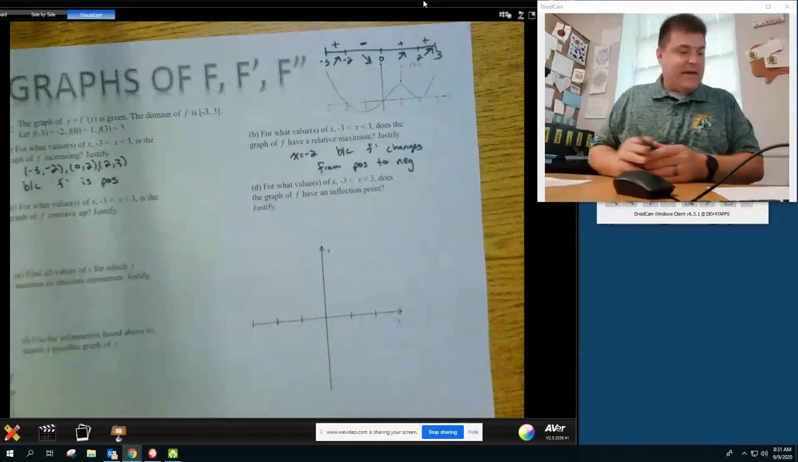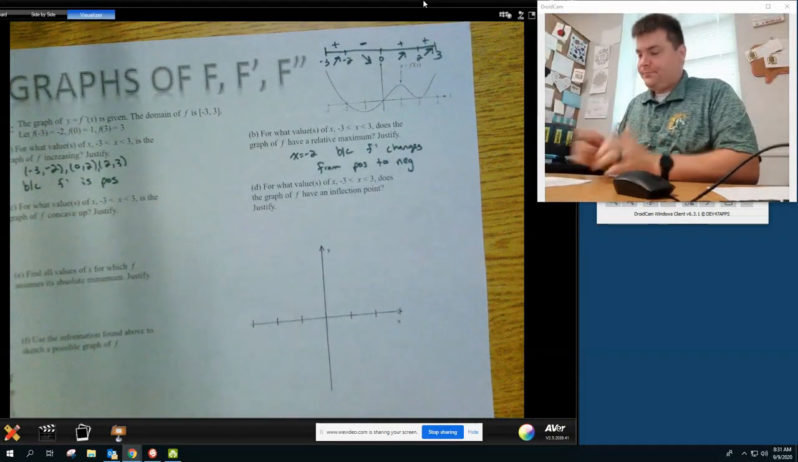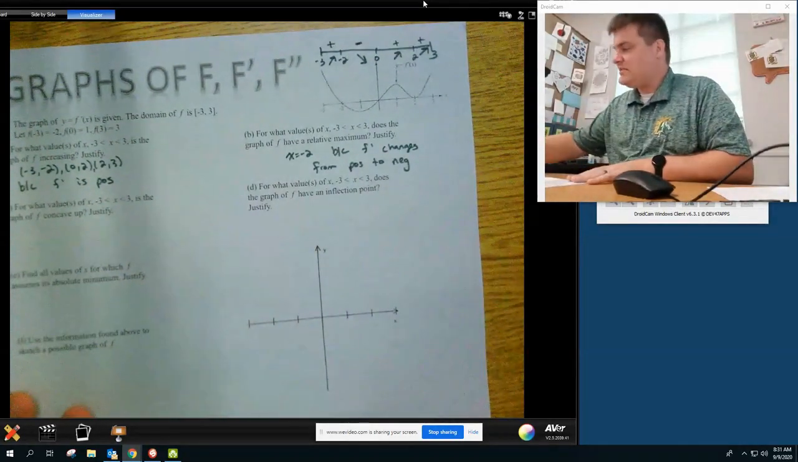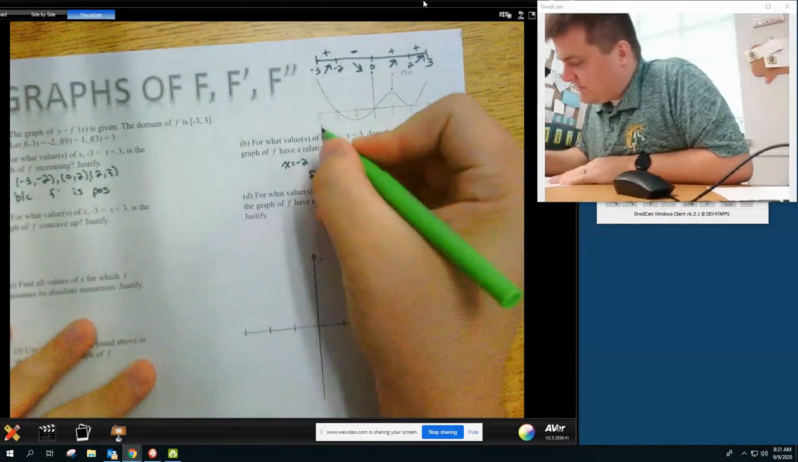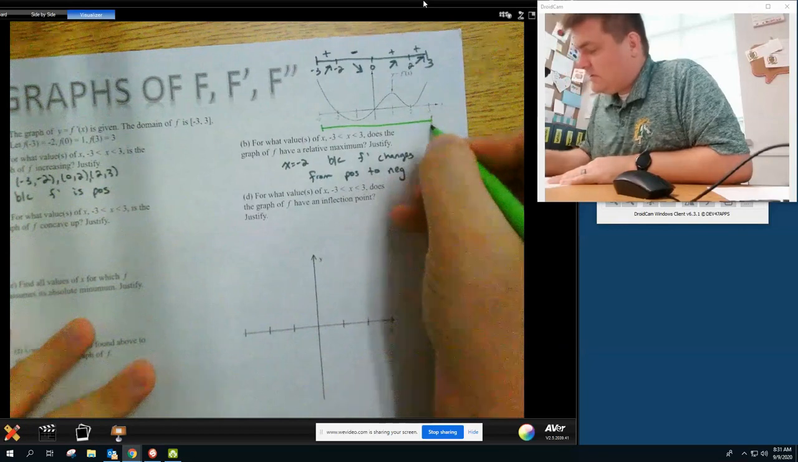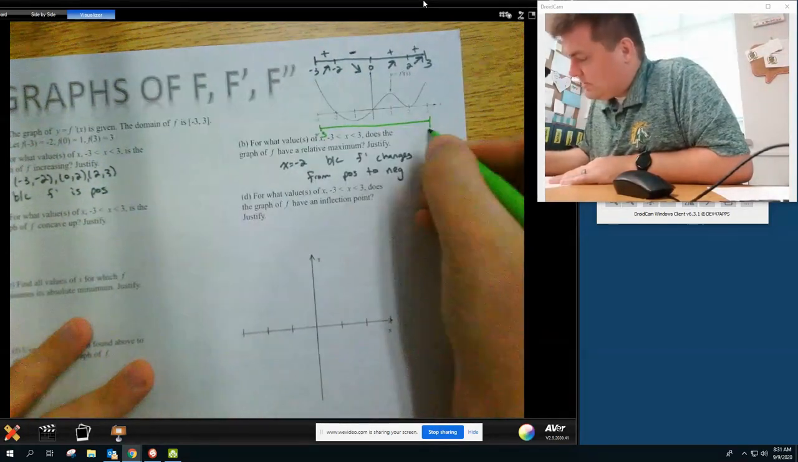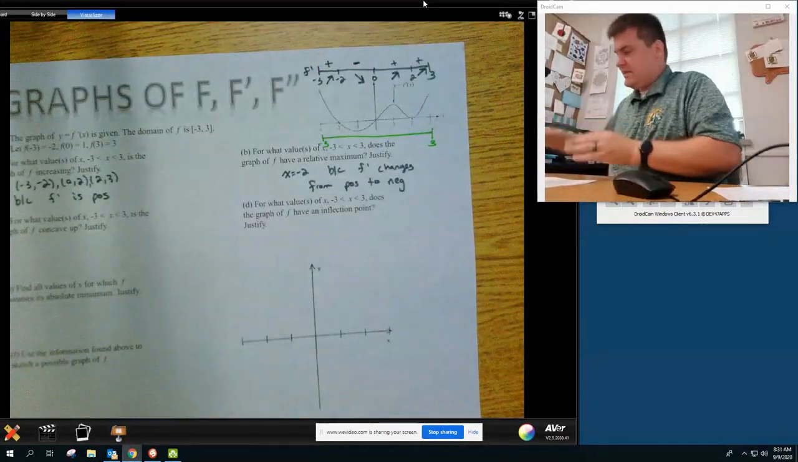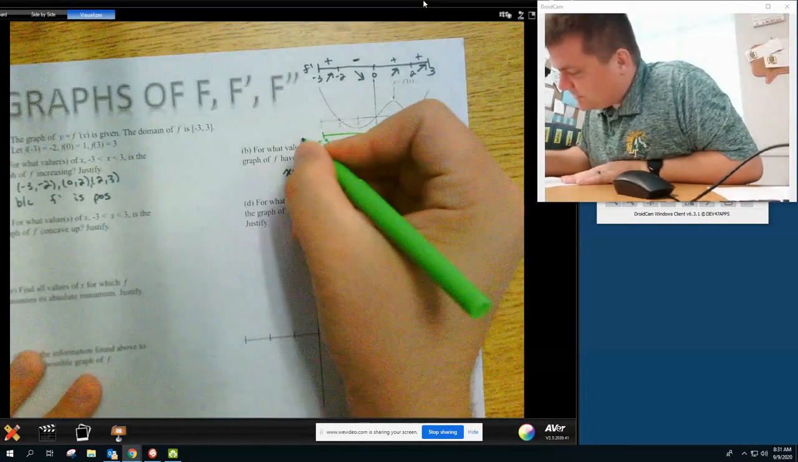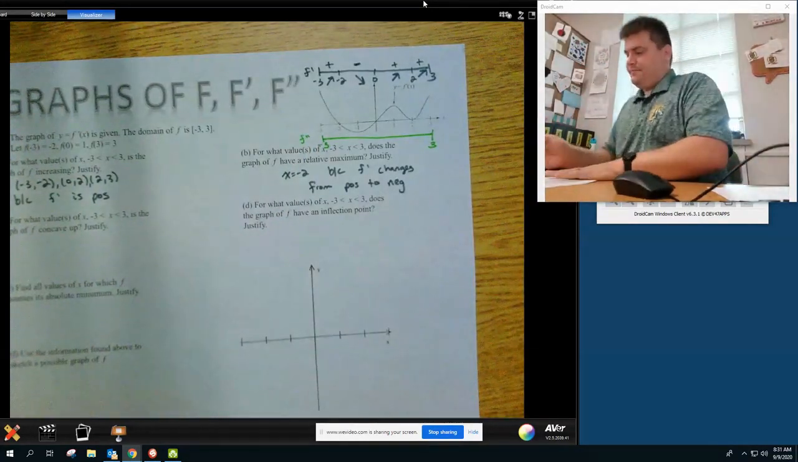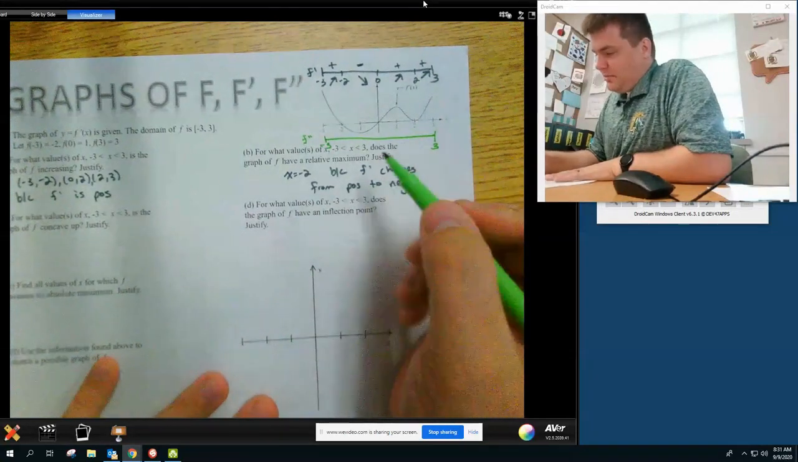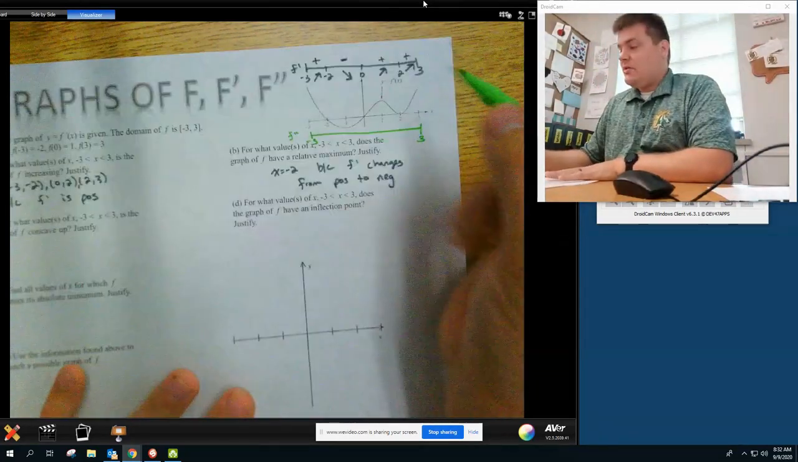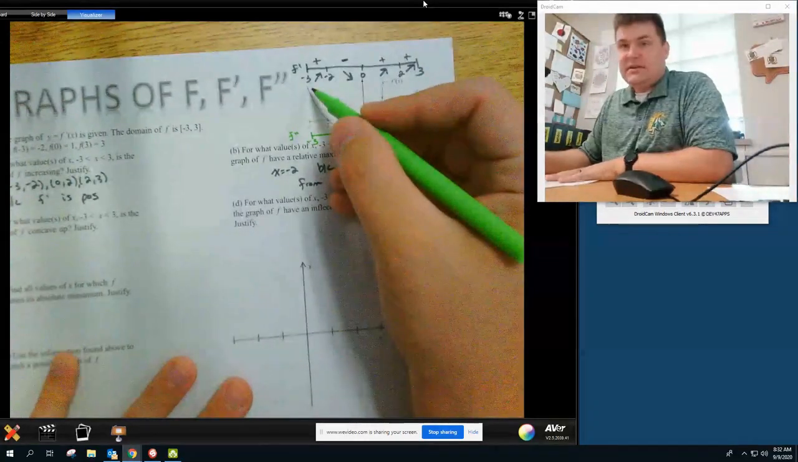Concavity. So now concavity is going to be the second derivative. So for the second derivative, I'll make that sign chart right below here. The top one, I'll label as f prime. I'll label this bottom one as f double prime, and that's really going to help us answer these questions. So for f double prime, what I care about is what's going on with my rate?